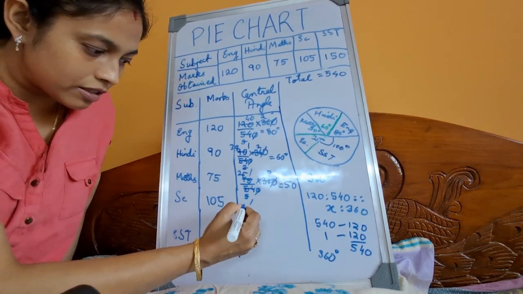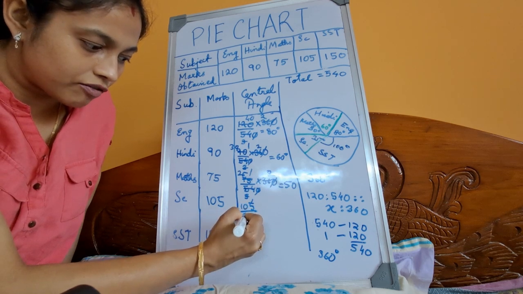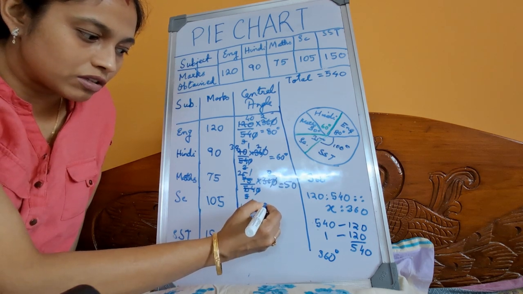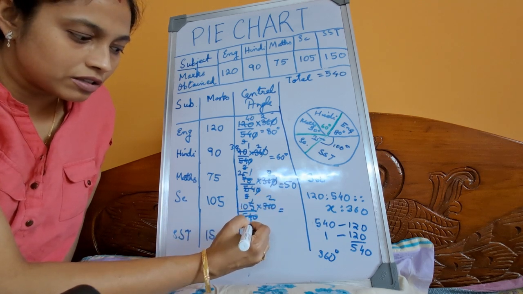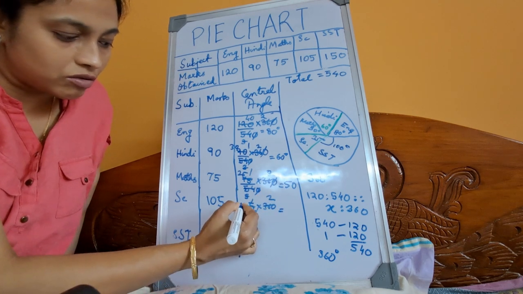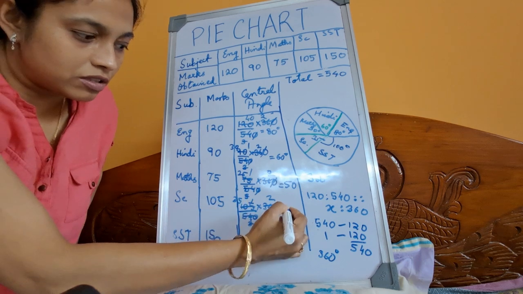The next one is 105 by 540 into 360 degree. Same thing, 2s are, 3s are, and 3 goes into 105, 35 times, so this is 70 degree.